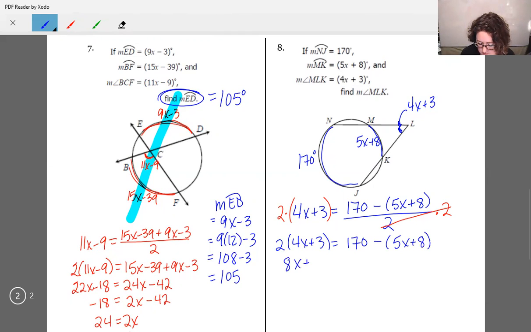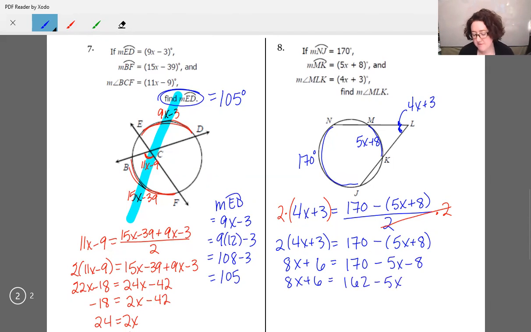That gives us an 8x plus 6. On the right-hand side, we have minus 170, but we have a negative and then the parentheses. We have to subtract all of the 5x plus 8, which means we really have to do a minus 5x and a minus 8. That's why I wrote those parentheses, to make sure I didn't forget to subtract both terms. So combine them: 170 minus 8 gives me 162 minus 5x.